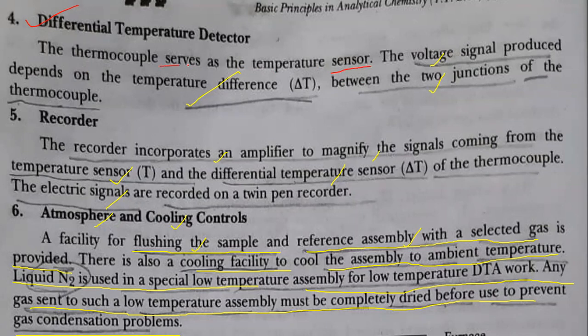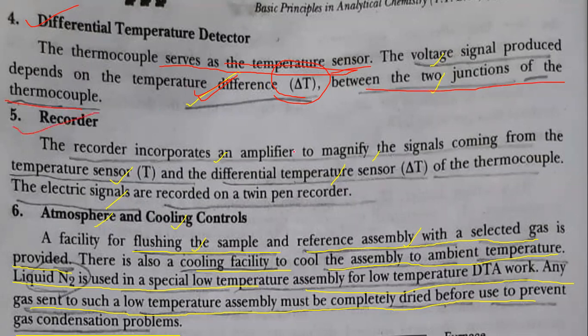Thermocouple serves as a temperature sensor. Remember, thermocouple serves as a temperature sensor. The voltage signal produced depends upon the temperature difference. Whatever signal is produced depends upon the temperature difference delta T, that is Ts minus Tr, between the two junctions of the thermocouple.